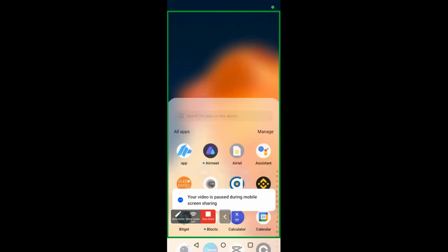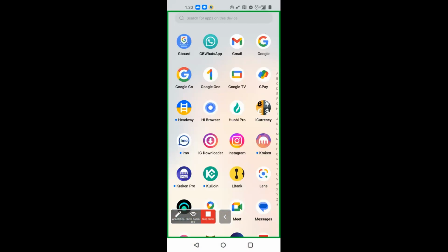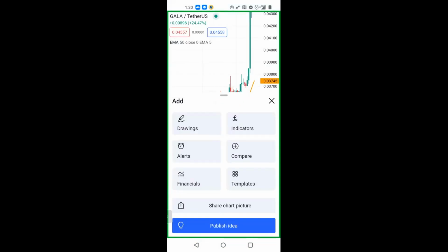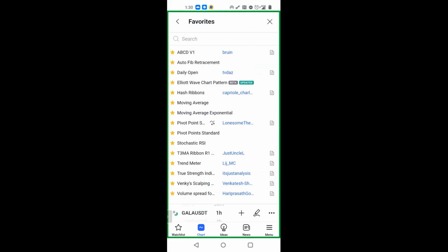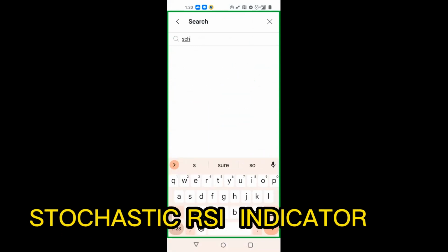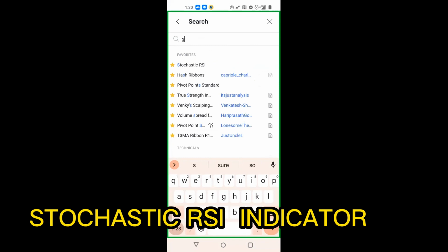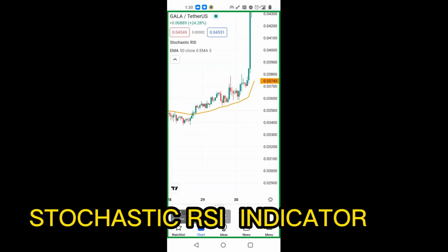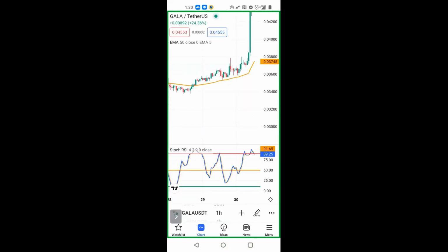So now let's go to our third indicator. Then we shall go to the last one. The indicator I want to talk about is the stochastic RSI, like you see it here. We tap on it once, it sits on our screen. Now you see my indicator is set up.